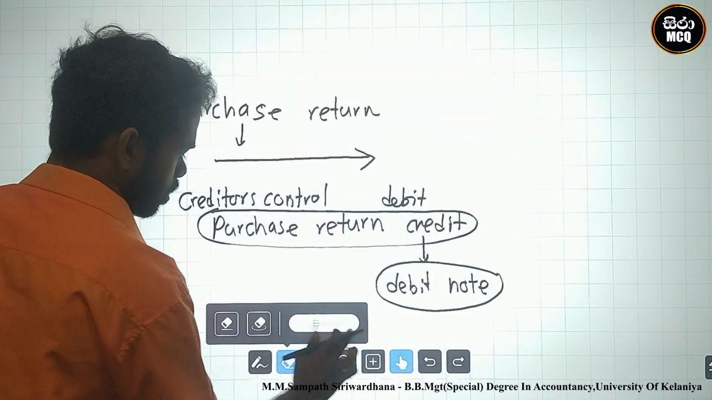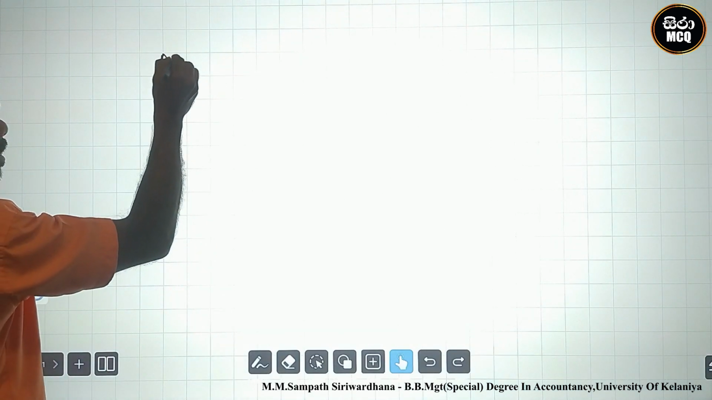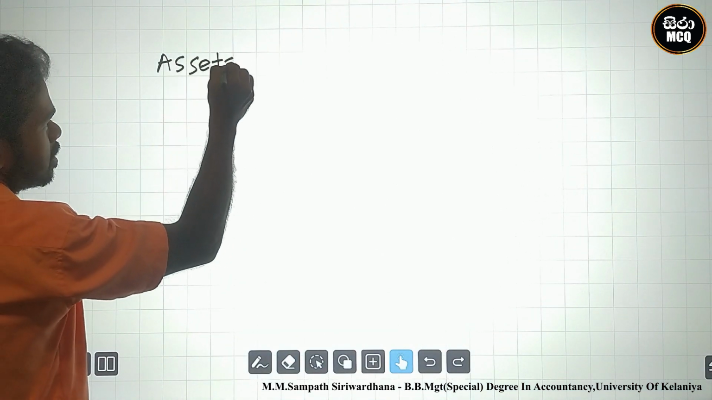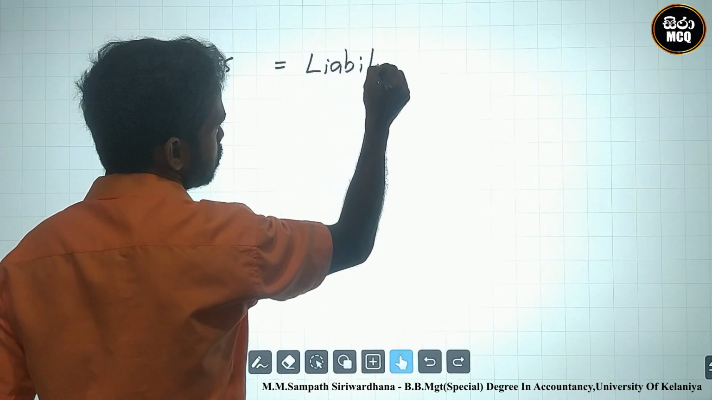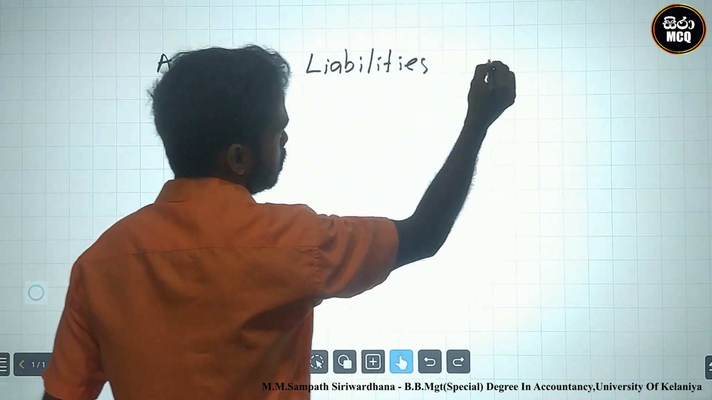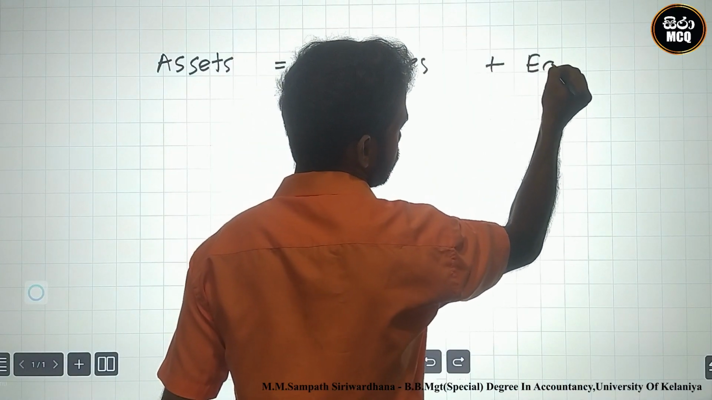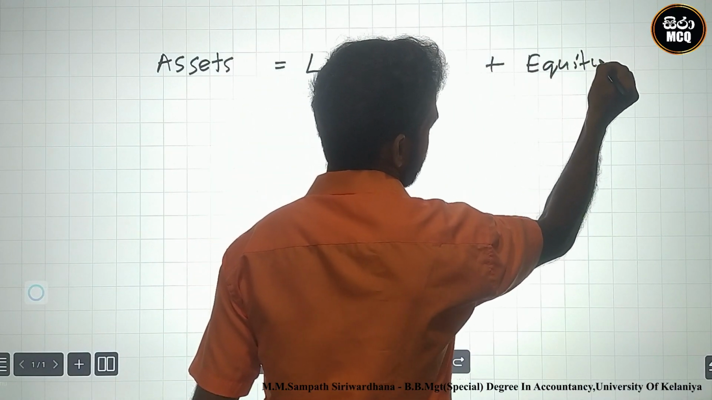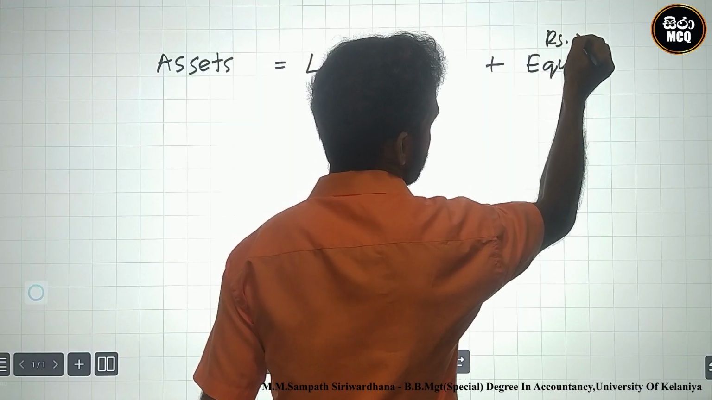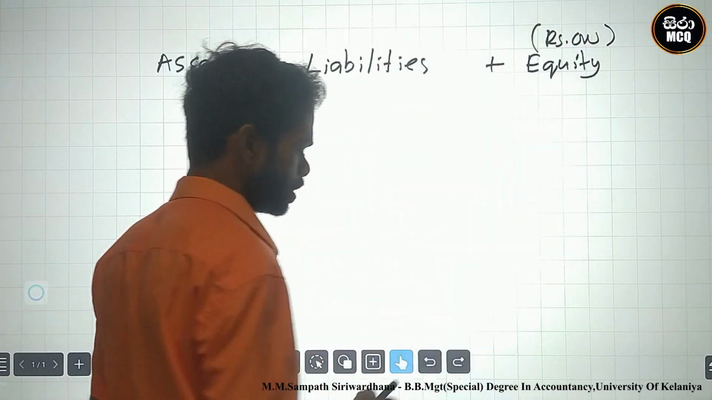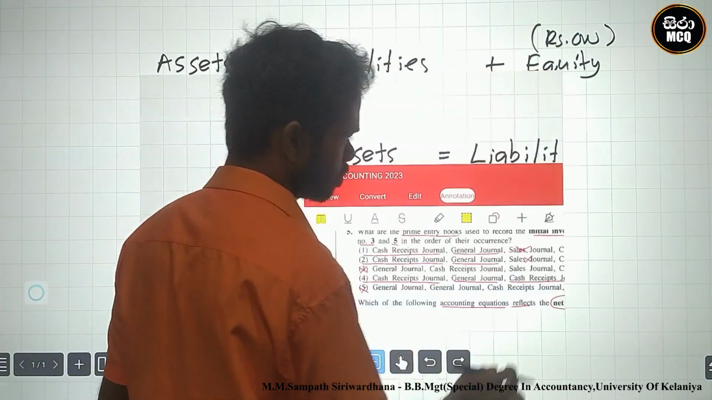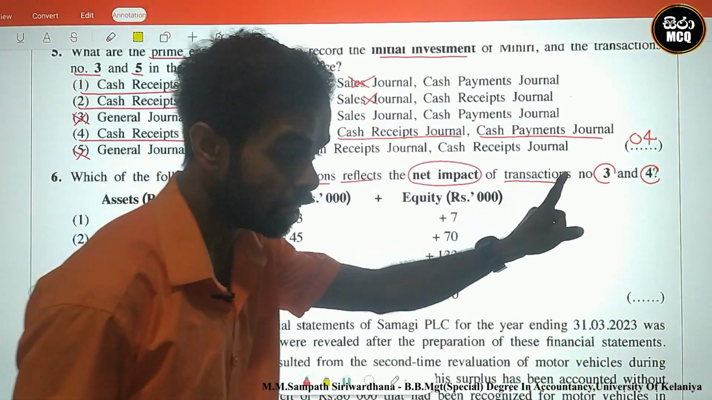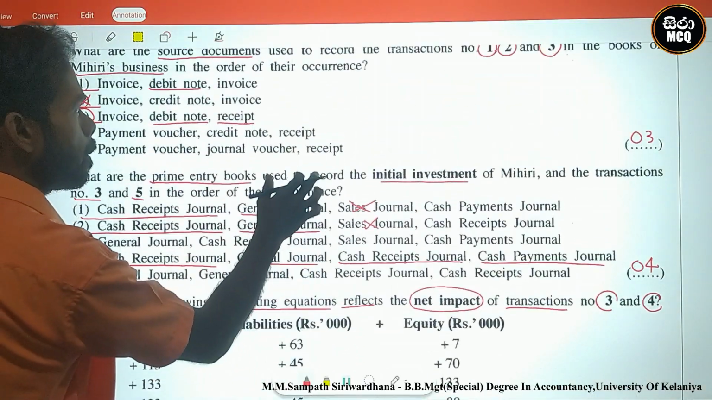I create this equation: assets equal liabilities plus equity. I use thousands. Okay, we must identify only transactions number 3 and 4. Okay, let's see the question.